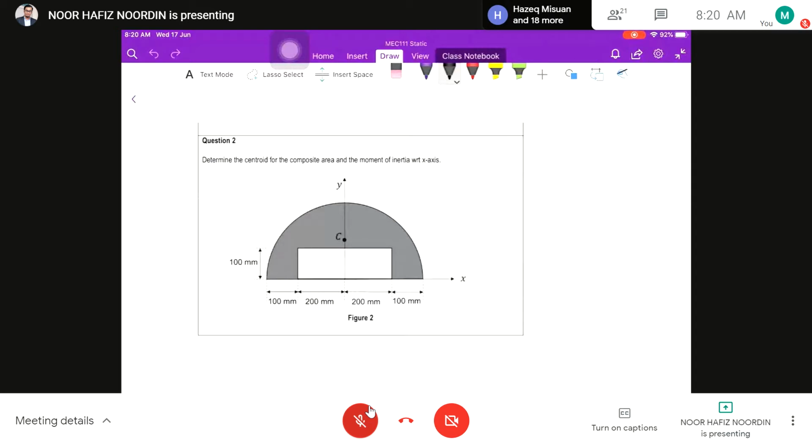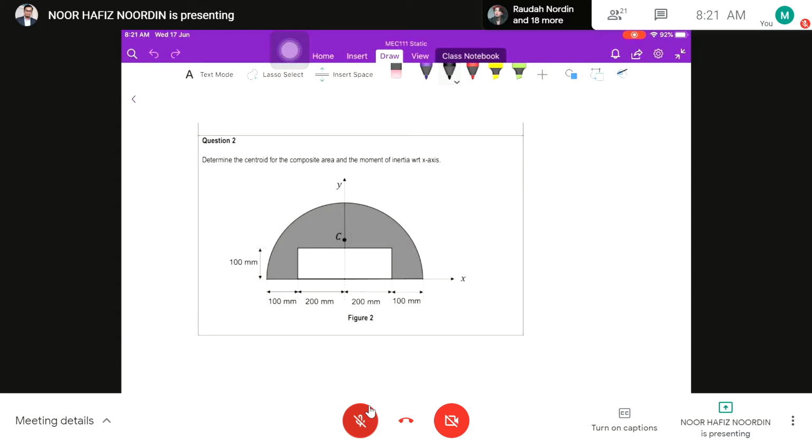Kita usul soalan. And then kalau tak faham, so today we're going to discuss this question and hopefully you give the attention and then try to understand. If let's say you don't understand, you can ask me, you can interrupt me. Right. So for this question, the question is determine the centroid for the composite area and the moment of inertia with respect to x axis. WRT is actually stand for with respect to.